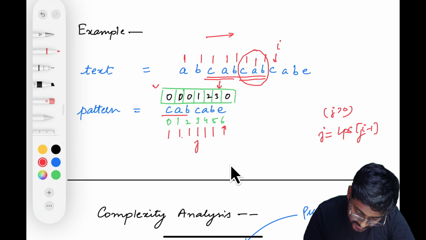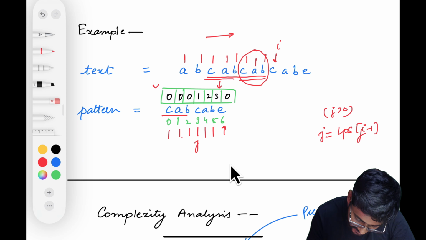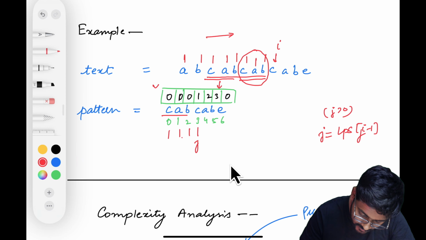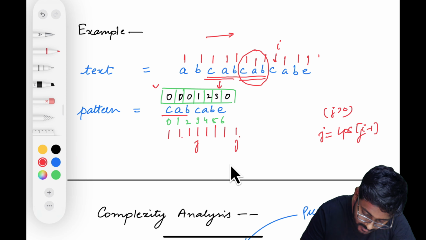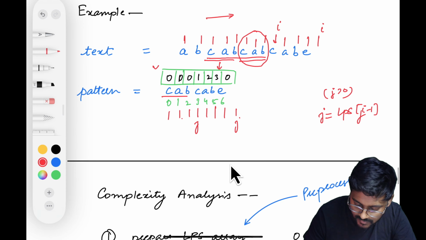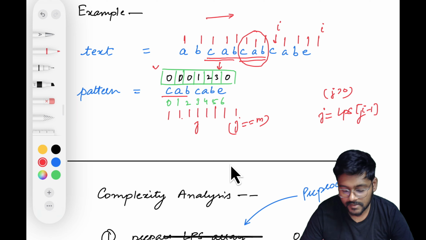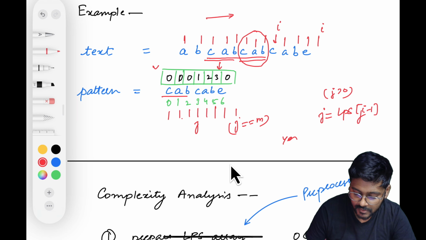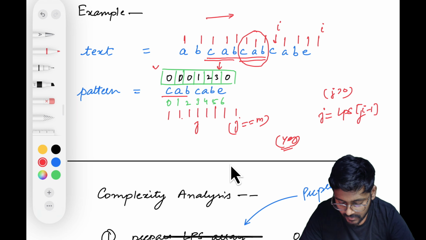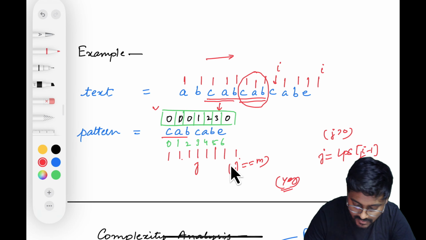Now we can start matching again. J is currently at this position, I is currently at this position. C is matching, great, move ahead. A is also matching, move ahead. B is also matching, and this C is also matching, and then J is going out of bound and I is coming here. At this moment, I am realizing my J value is becoming equal to M. That is, I have found the pattern and I write yes. Great, so now you have achieved this algorithm.